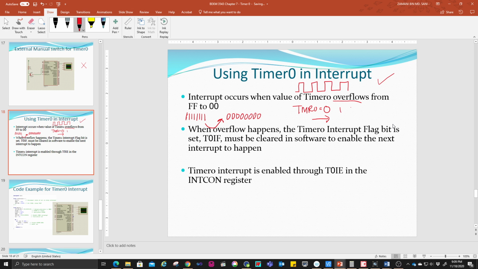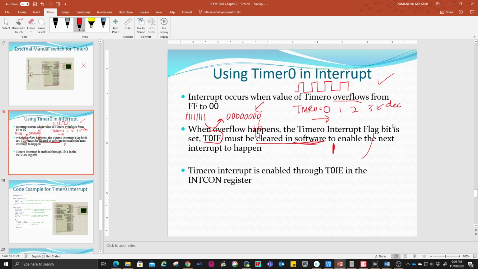0, 1, 2, 3, this is in decimal. By right, it should actually be like this: 0000, 0001, 0010, 0011, something like that. So when overflow happens, the timer 0 interrupt flag bit, which is T0IF just now, is set and must be cleared in software to enable the next interrupt to happen. If you do not clear it in the software, it means the bit is still 1, and the system will always think that the interrupt is still happening.